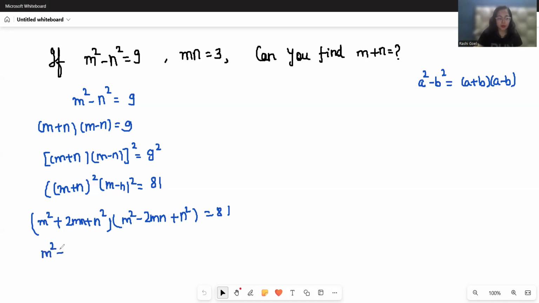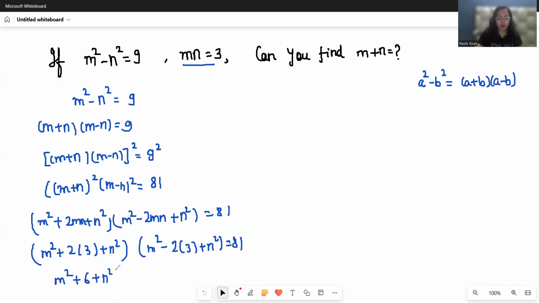Now m square plus 2 times mn, where mn is given, that is 3. So 2 times 3 plus n square. And here m square minus 2 times 3 plus n square is equal to 81. So m square plus 6 plus n square, and m square minus 6 plus n square is equal to 81.